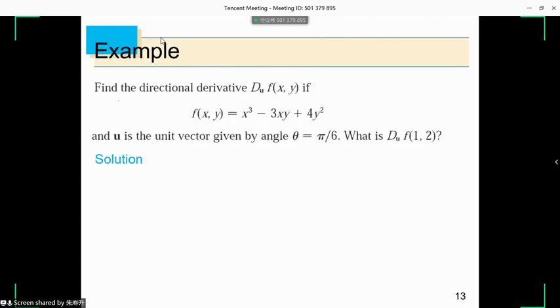Okay, there is an example. Find the directional derivative of f. f is this one. And u is the unit vector given by an angle theta equal to pi over 6. So find the directional derivative at the point (1, 2). So with the formula we have written in your notebook, we can get the partial derivatives with respect to x and y. And then with these two, we can get the directional derivative.